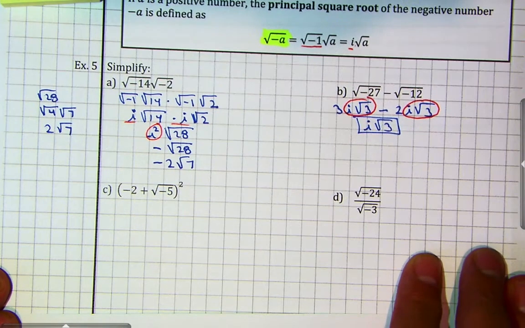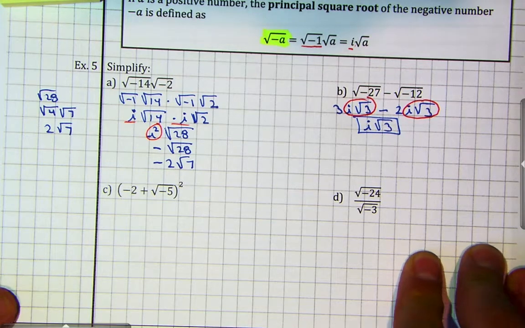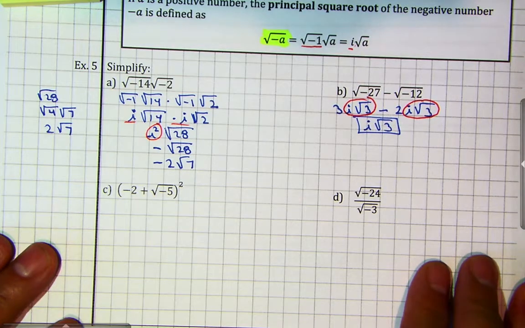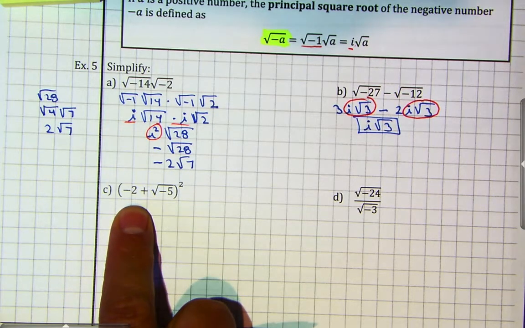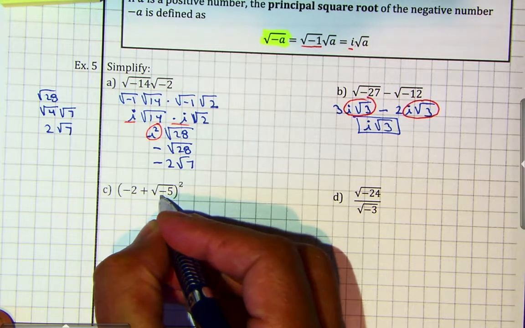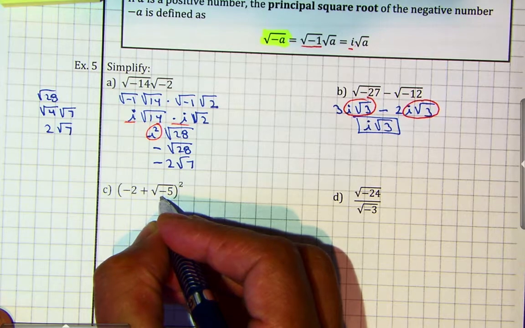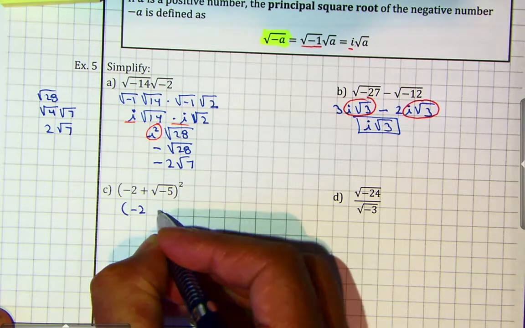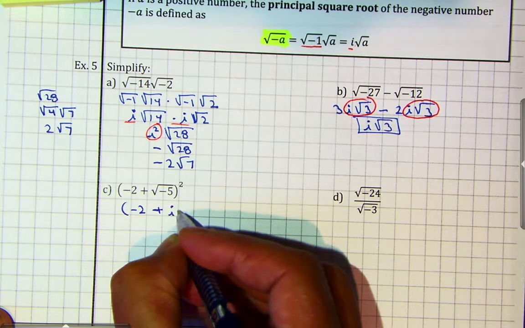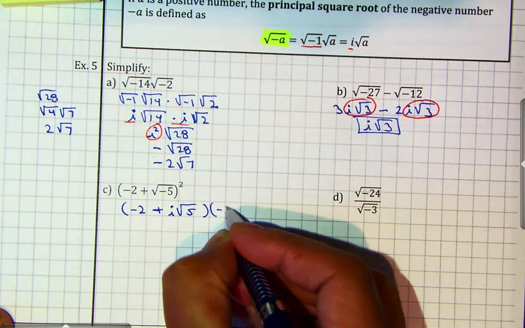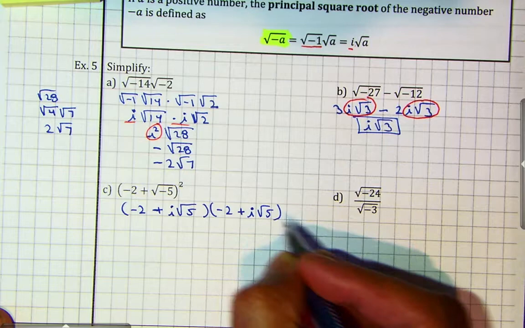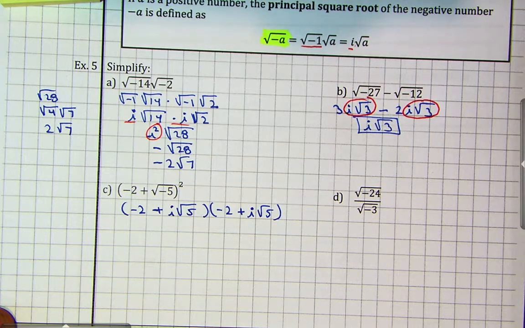Letter C and D. Copy down, pause, and we'll continue. So in this case, I'm going to rewrite it twice, but when I rewrite it, I'm going to change the square root of negative 5 as i square root of 5. So it gives me negative 2 plus i square root of 5, and negative 2 plus i square root of 5. And now multiply it out, see what you get.